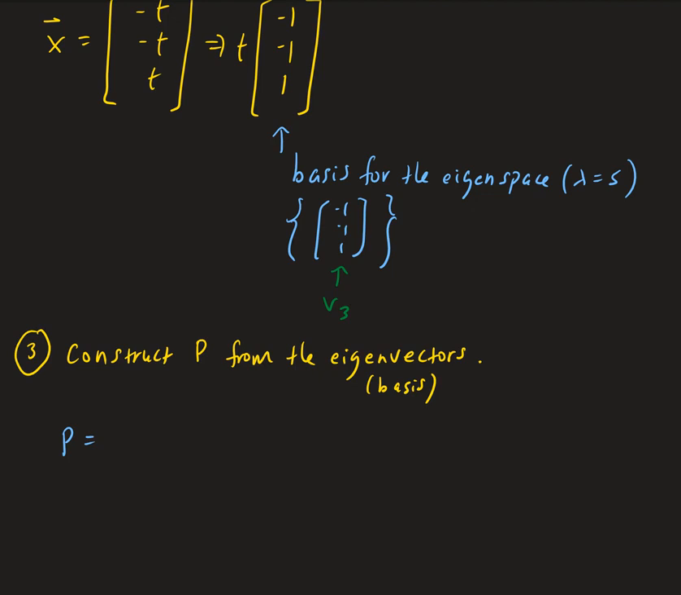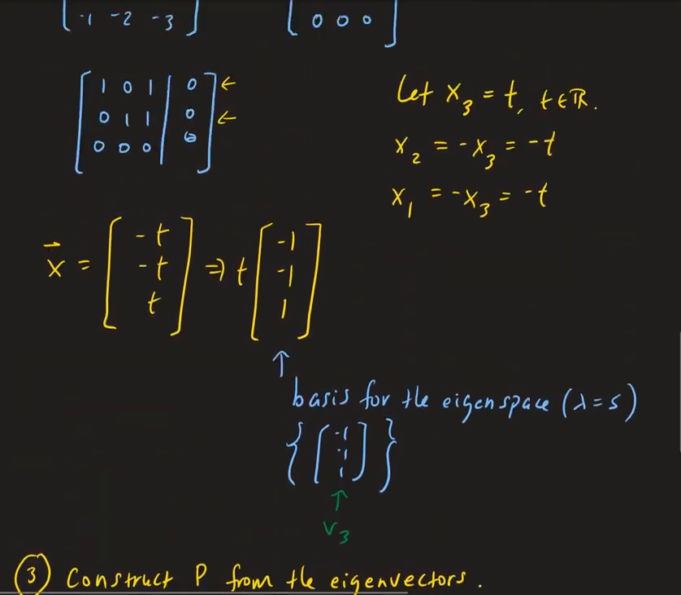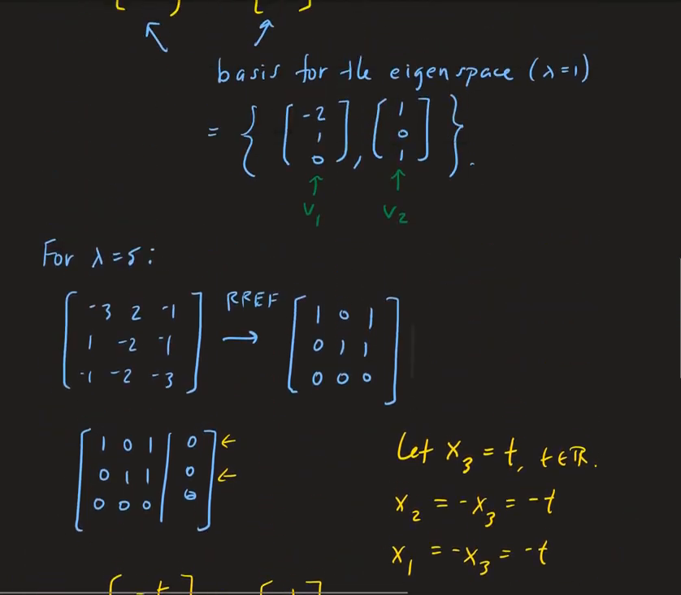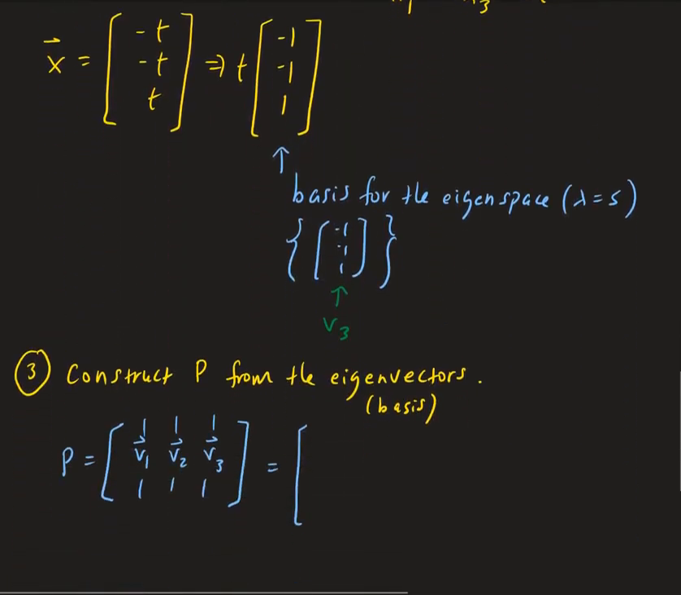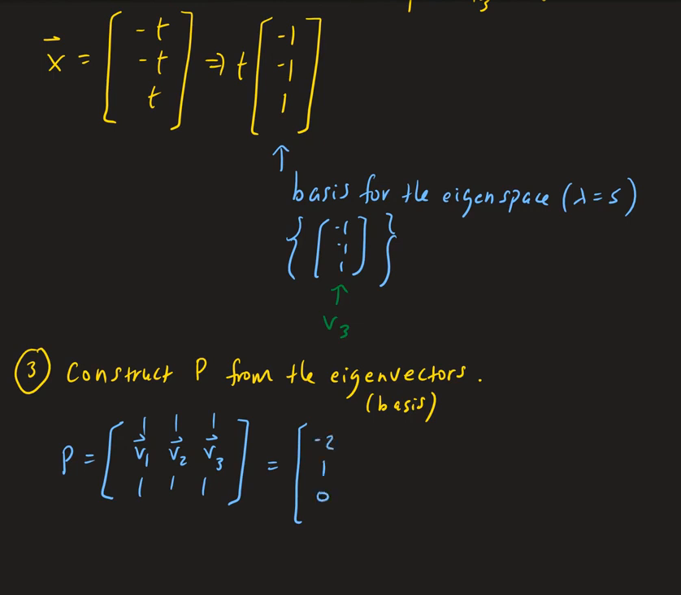So let me write this a little bit bigger. We have V1, V2, and then V3. Those are going to form the columns for P. For V1, we had negative 2, 1, 0. For V2, we had 1, 0, 1. And for V3, we have minus 1, negative 1, 1.